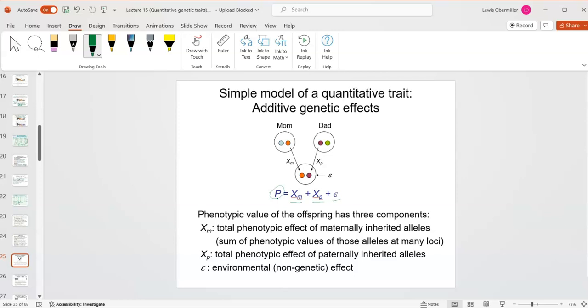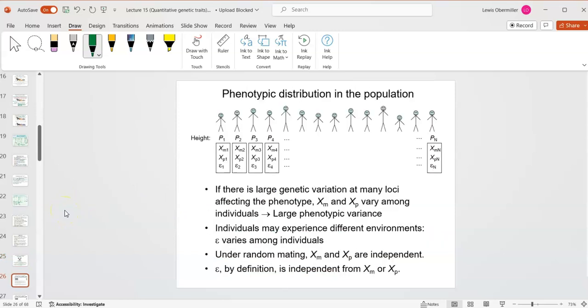This is a simple model of how we can have additive genetic effects. So we have the contribution that mom makes to the phenotype, plus the contribution that dad makes to the phenotype, plus the environmental factors, gives us the phenotype, right? So this is total phenotypic effect from mom, total phenotypic effect from dad, and then phenotypic effect that's not due to anything that's genetic. It's simply due to mom or dad's genetics. All right.